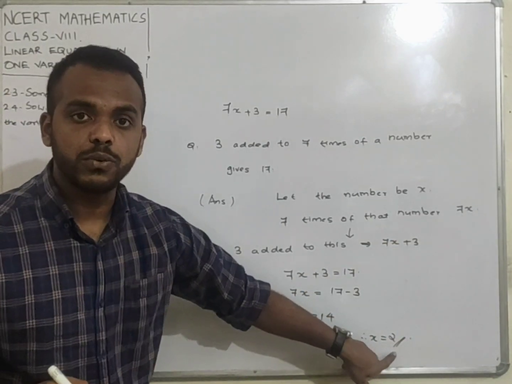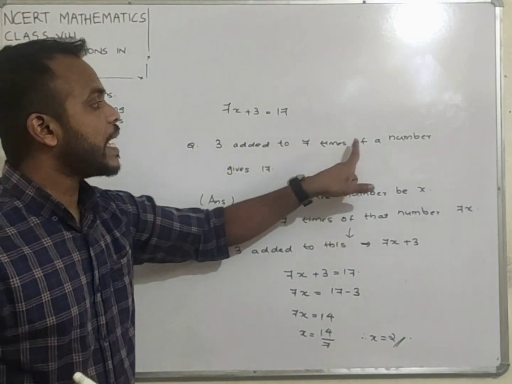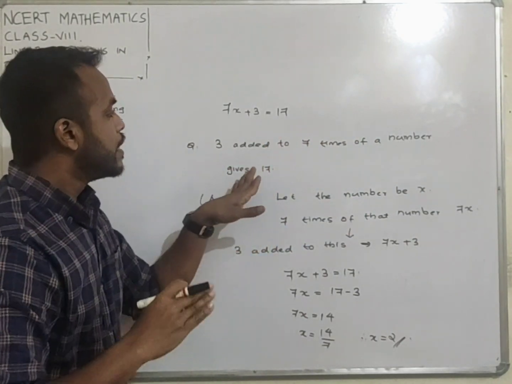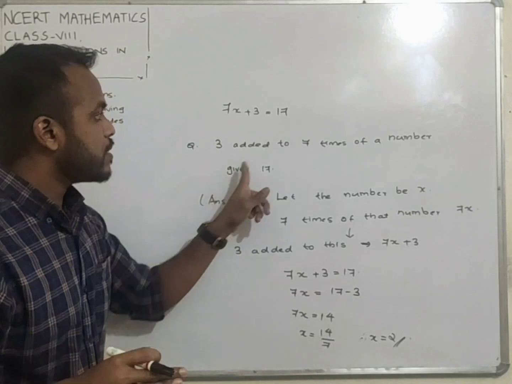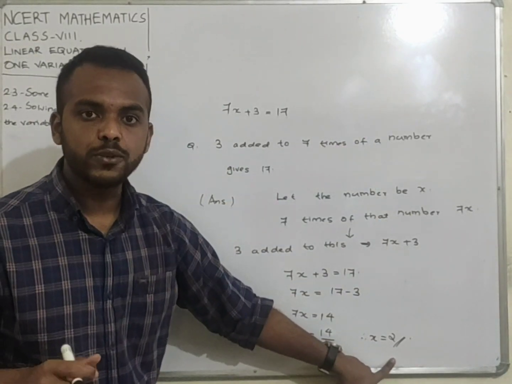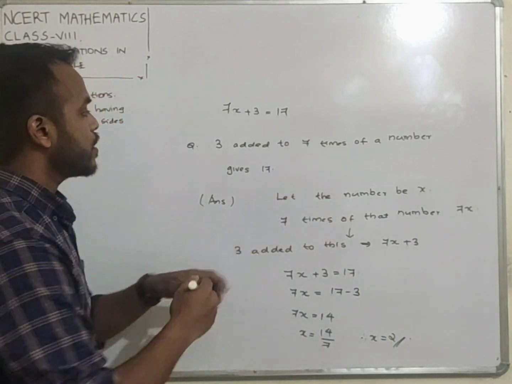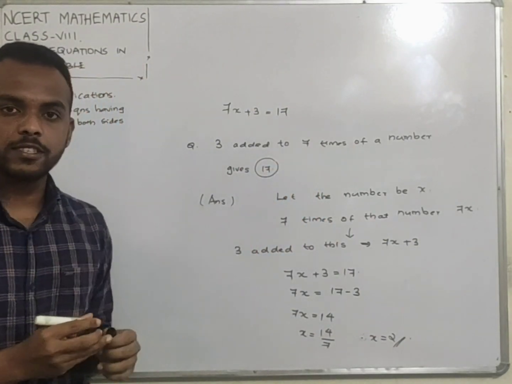Now think of the converse way of the statement. The number is 2. 3 added to 7 times of a number. So we will start from the end part. 7 times of a number means 7 times 2. What is 7 times 2? 14. And 3 added to that: 3 plus 14 is 17. I hope this is clear.